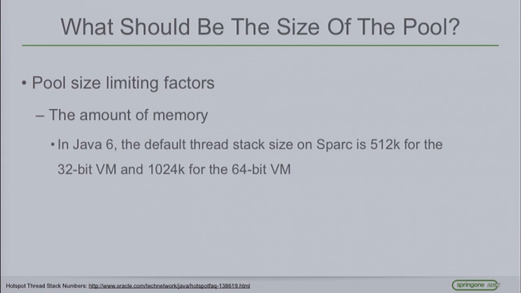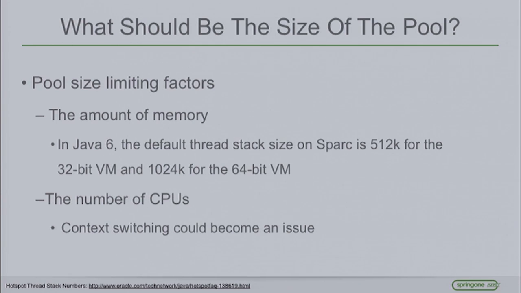So for us, the limiting factors are memory, right? Each time you create a thread, a stack has to be created. In Spark, for example, in the 32-bit VM, 512K is the default amount allotted for a thread stack, and 1024K is the default allotted for a 64-bit VM. So you need to be conscious of this. If you're going to increase your thread pool to a larger number, you have to have enough memory to be able to handle all those threads.